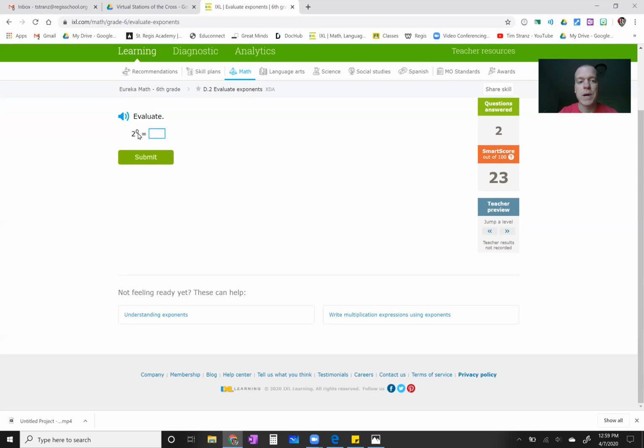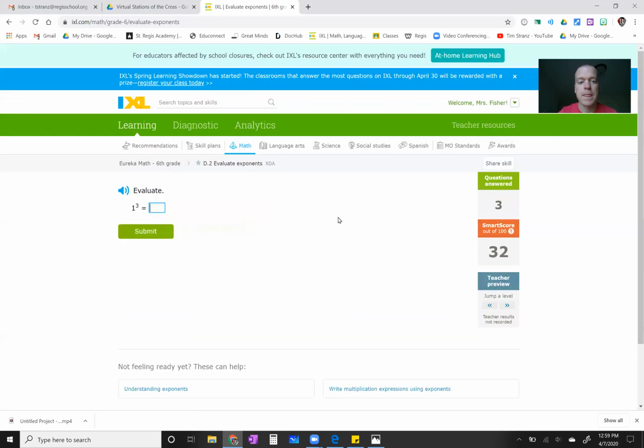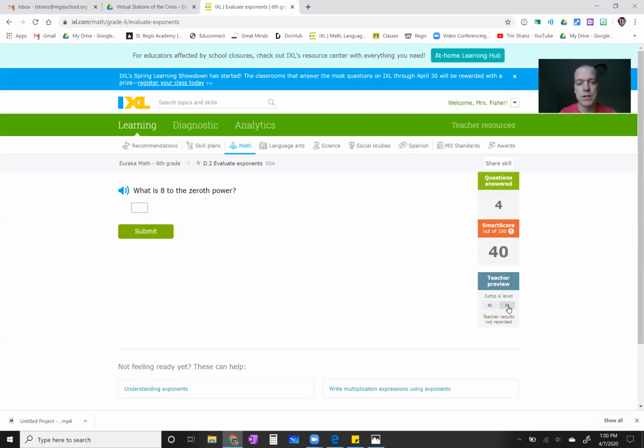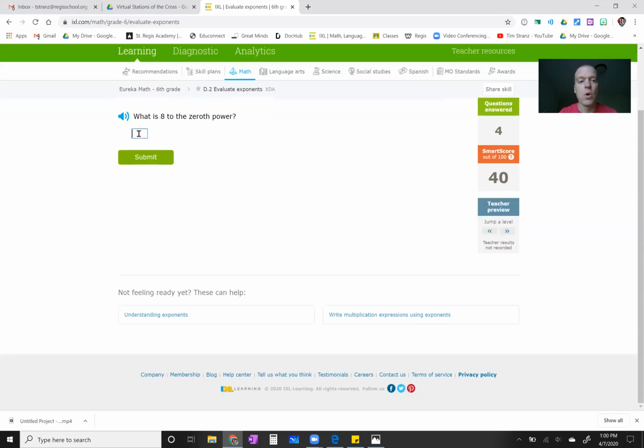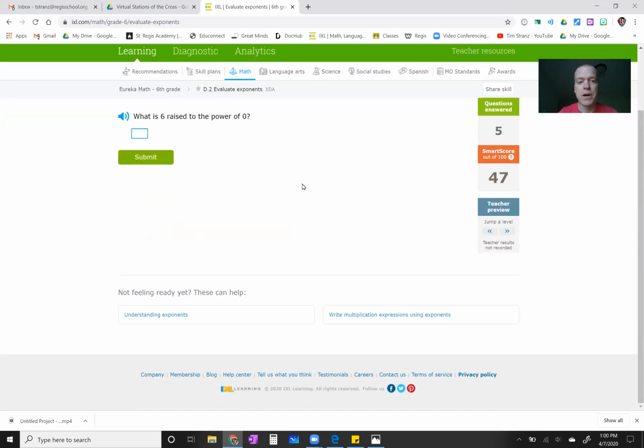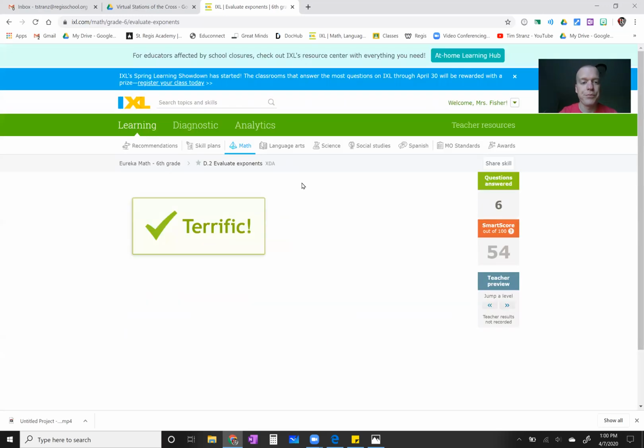Okay, let's look at another one. 2 raised up to the 0 power. So this is important. Anything raised up to the 0 power, anything, is going to be 1 always. Okay? This one, 1 raised up to the 3rd power, or 1 cubed. That means it's going to be 1 times 1 times 1, which is always still going to be 1. Let's go to some harder ones here. What is 8 to the 0th power? That's a weird word, 0th. Remember, anything to the 0th power is going to be 1. What is 6 raised up to the power of 0? Same thing, it's going to be 1.